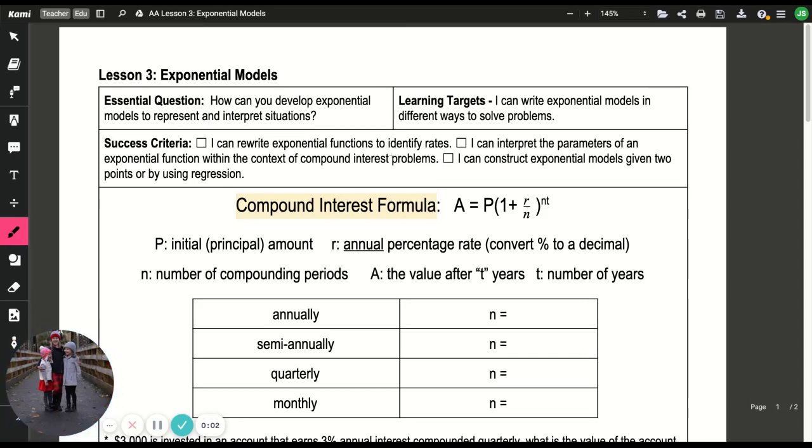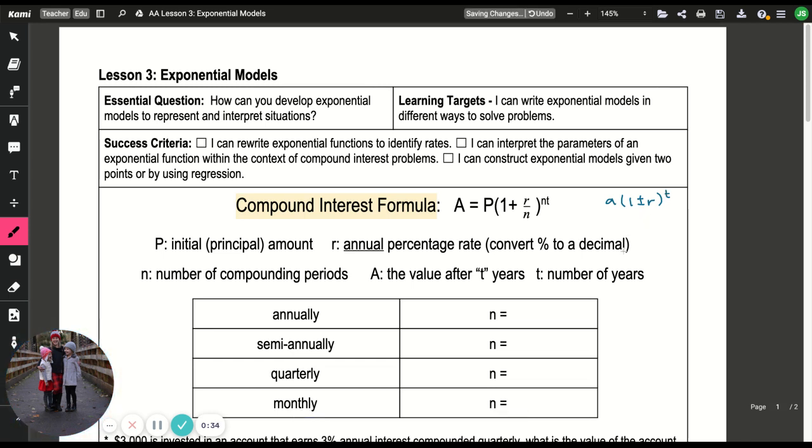We have one more lesson on the exponential models. In lesson 2, we talked about exponential growth and decay, and we talked about exponential functions, right? As far as the initial value and the 1 plus or minus the rate to the t. So this formula, this interest rate formula, should look familiar. It is very similar to the a times 1 plus or minus r to the t. It is very similar to that.